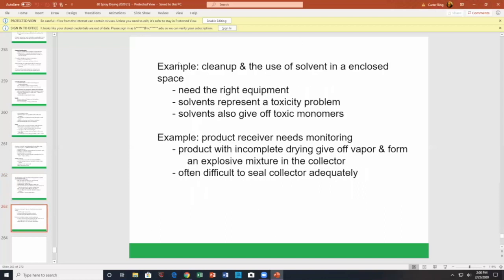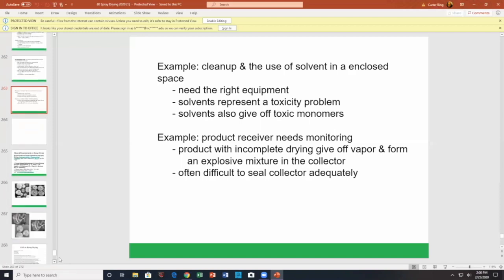Clean up. Example, clean up. Use of solvents in closed system. Right, you need the right equipment. Solvents represent a toxicity problem. Solvents also give off toxic monomers. Product receiver needs monitoring. A product with incomplete drying gives off vapor and forms an explosive mixture. And the collector, often difficult to seal completely or adequately. Okay, I just thought I'd throw out some of these.